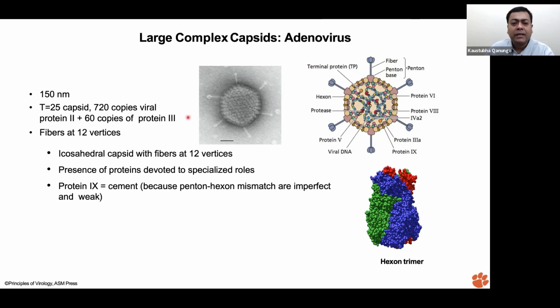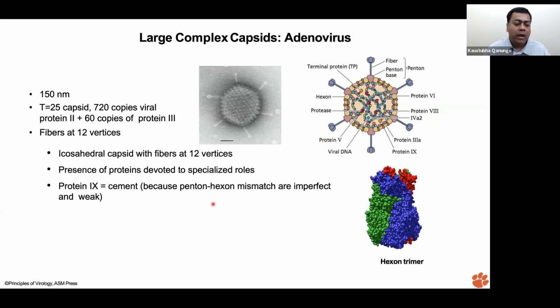What happens is that, due to this quasi-equivalence, as these proteins are being built, they need to interact with the neighbors in a different manner. But as these interactions are different, by the rule of quasi-equivalence they have to be identical, but they are not. They had a tendency to fall apart or be not stable. So there is a glue protein which is actually used, which is protein 9 here, the cementing protein. And this actually stabilizes these penton and hexon mismatches.